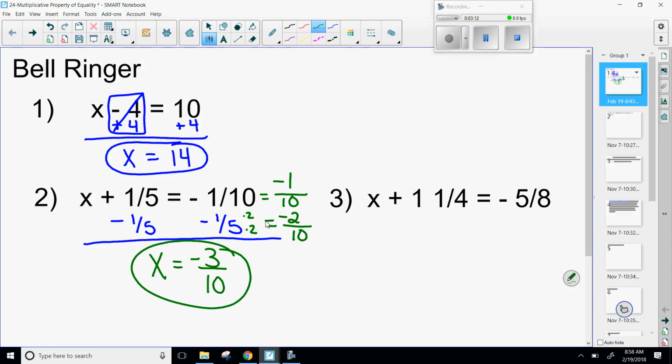For problem number 3, yes, you have to have a common denominator to solve it. So do you want me to give you a chance to solve that again? All right, I will give you a minute or so. I will see if a minute's enough time for you to retry solving problem number 3. Okay, so if you solve the next problem, you want to subtract 1 and 1/4 from both sides.